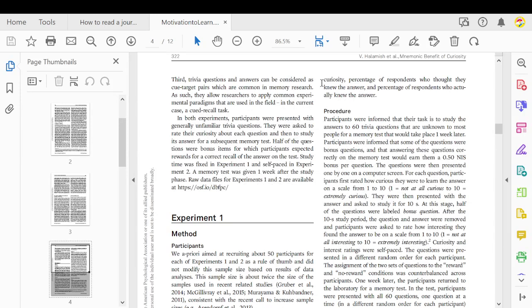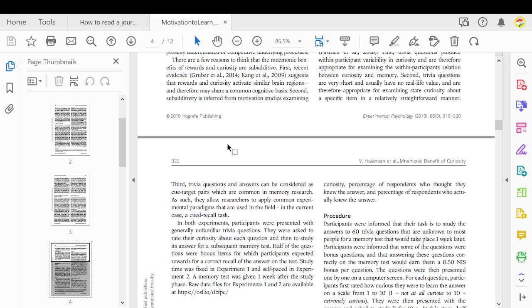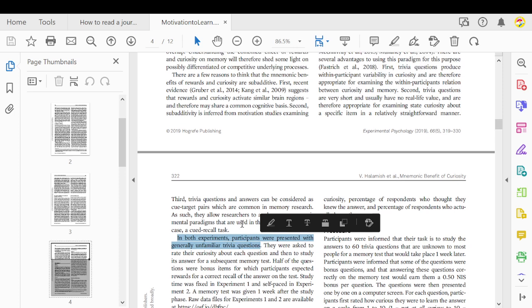So here's the methods section. I want to start looking at this first paragraph and then working backward from there. I'm looking for some language that indicates that the authors are telling me what the experiment is going to be about. So this is getting a little too specific. In both experiments, participants were presented with generally unfamiliar trivia questions. Like, that's just a little too specific. Why are they doing this? That's what I'm looking for.